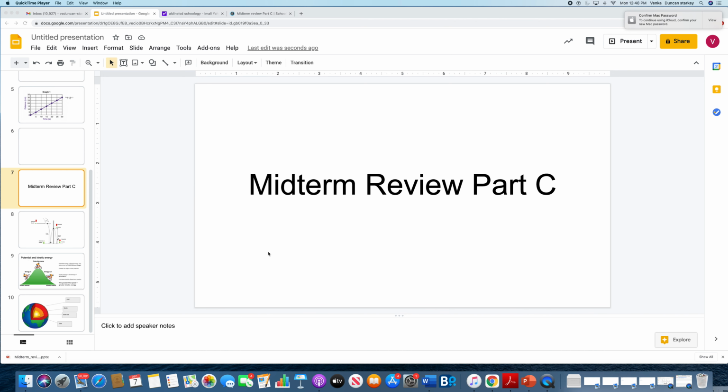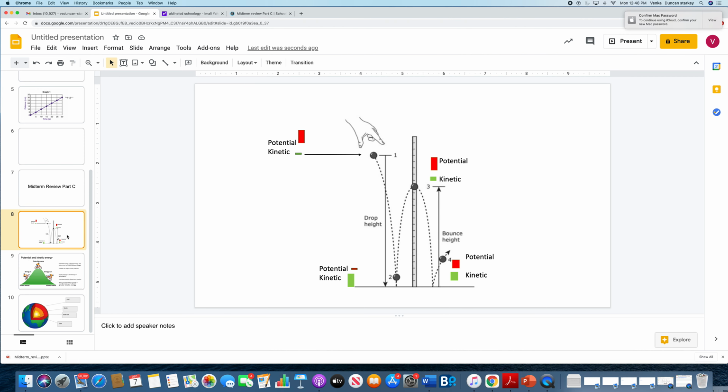In this presentation, we're going to be reviewing potential and kinetic energy, as well as the layers of the Earth. Let's begin with potential and kinetic energy. You should be familiar with this picture as you've seen it several times.